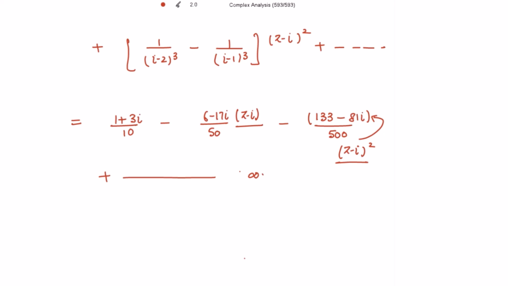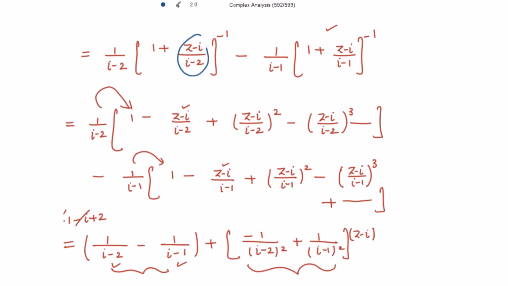in the numerator, right? Now we can expand 1 plus x to the power negative 1 as 1 minus x plus x square and so on up to infinity only if mod x is less than 1. This is the condition for this expansion. So in our case, this is our x in the first term and this is our x for the second term. So for the expansion of this, what is the condition?